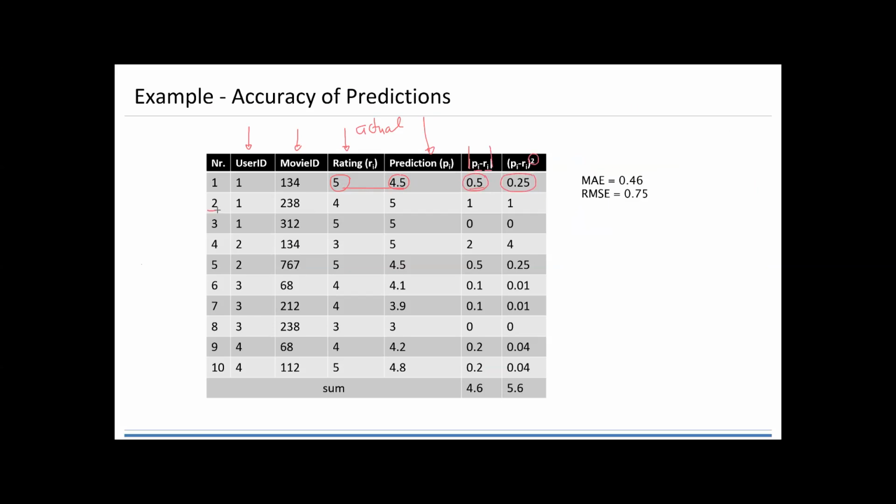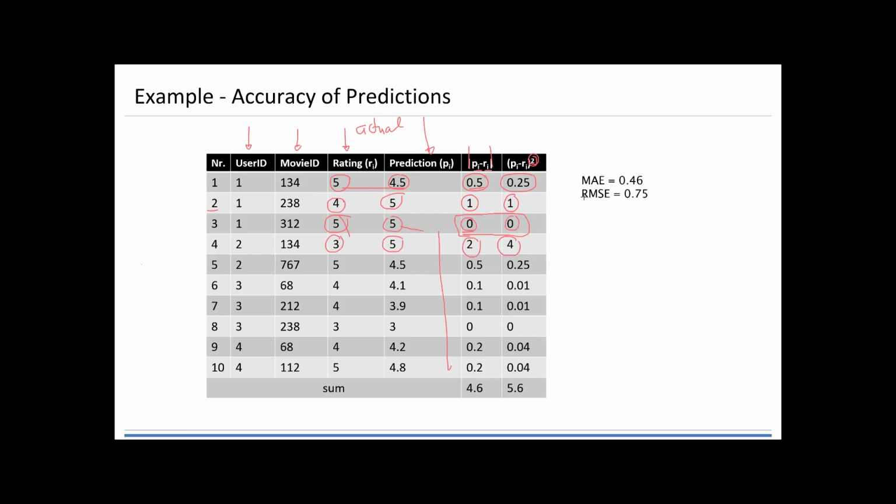For data number 2, the rating is 4 and the prediction is 5, so the difference is 1, and when we square it, it is 1. The rating is 5 and the prediction is 5, then the error is 0. Of course, this is what we want: if the actual rating is the same as the prediction, the error is 0. And so on. The actual rating is 3, the prediction is 5, so the deviation is 2, and when we square it, it is 4.